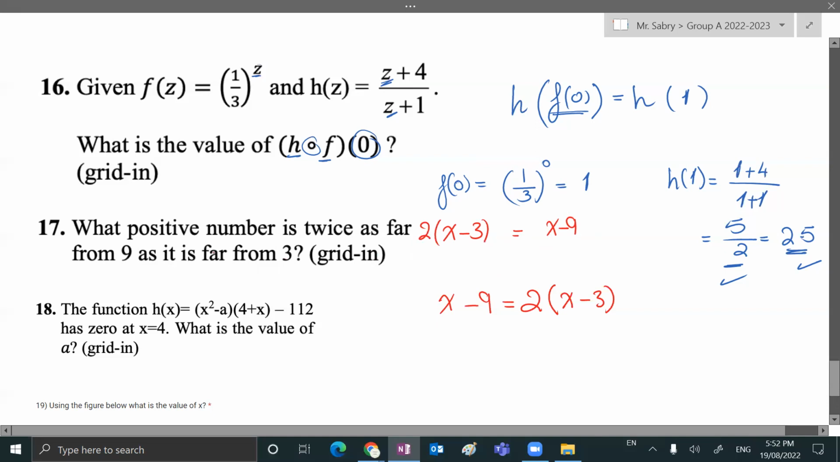So that's exactly how I got an equation, and that's when I have to now start solving. I'll distribute this. I'll have here 2x minus 6 equals x minus 9. Move the x's on one side, so I'll have here only 1x equals the numbers to the other side, so negative 9 plus 6, which is negative 3. Now, this is a negative number, so that doesn't work.